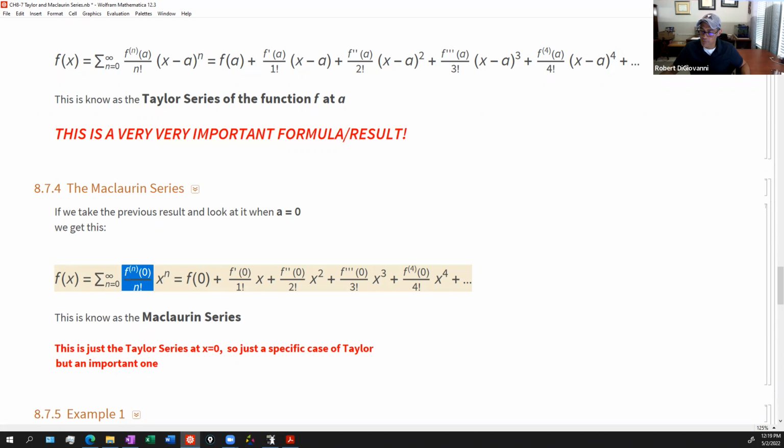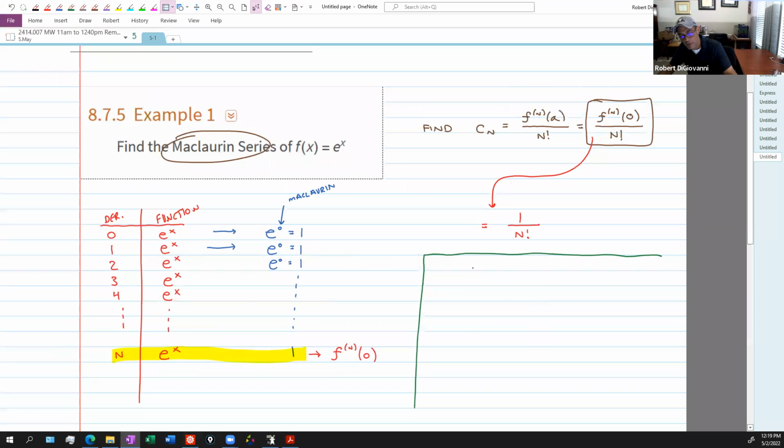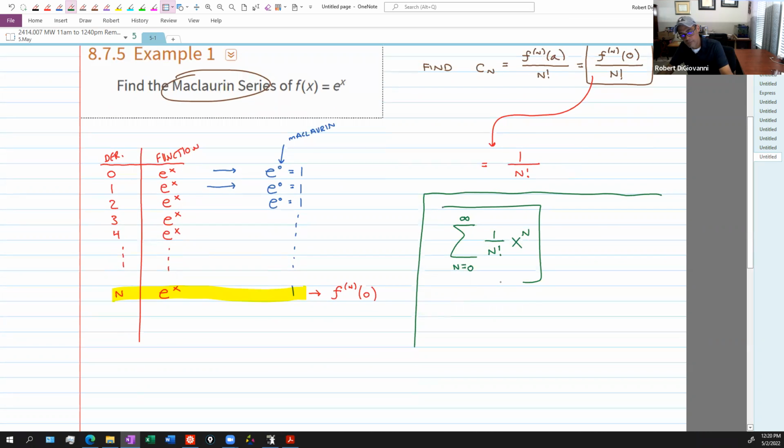So this for us should be the sum from n equals zero to infinity of, we already know that this is one over n factorial, x to the n. That's it. That's the Maclaurin series for e to the x.